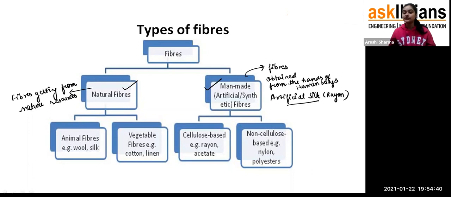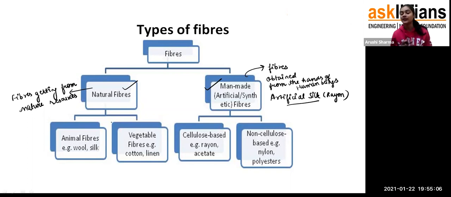Okay, so artificial silk. Now, this artificial silk has the same property as pure silk. That means the texture is the same, but the cost has been reduced. It is cheaper. So that is why, students, we have two different types of fibers. One is natural fibers and one is man-made fibers. So you can see, students, the natural fibers are further divided into two types. One is animal fibers and one is plant fibers.